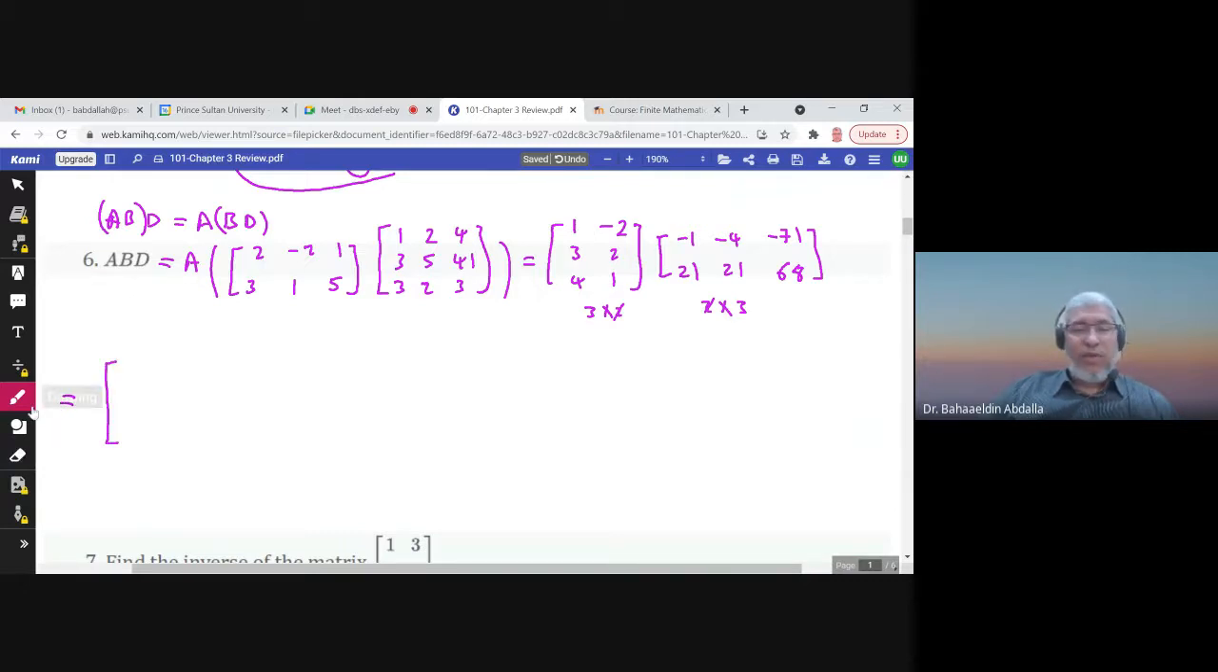So we multiply the first row here by the first column, then the second, then the third, to give us the first row in the product matrix. So minus 1 minus 2 times 21. So this is negative 43. And then negative 4 minus 2 times 21, negative 46.